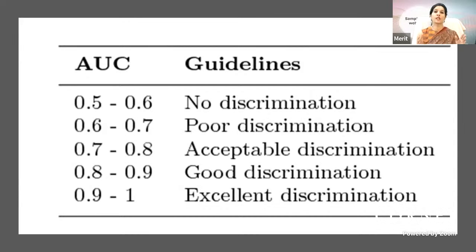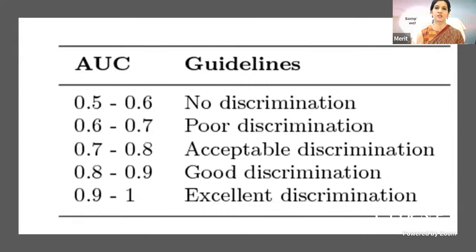We are not going into the detail of the AUC and ROC. That you can see in our videos, which are there on the Merit India website. There is a session on ROC, so you will learn the underlying concepts there. Then if the AUC value is between 0.7 to 0.8, it is an acceptable discrimination. So it should be at least more than 0.7. 0.8 to 0.9 is a good discrimination, and 0.9 to 1 is an excellent discrimination.